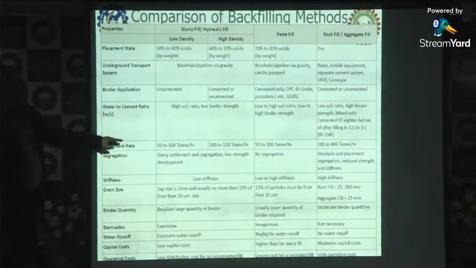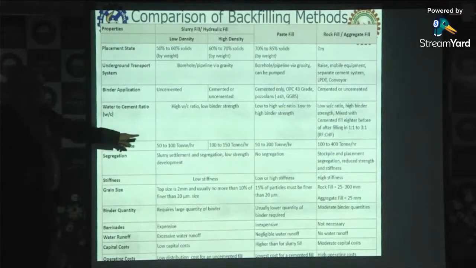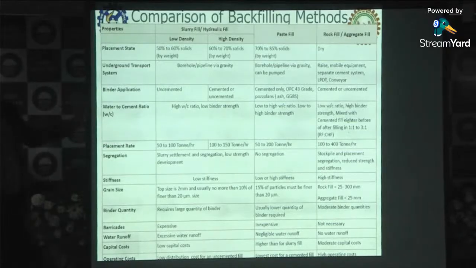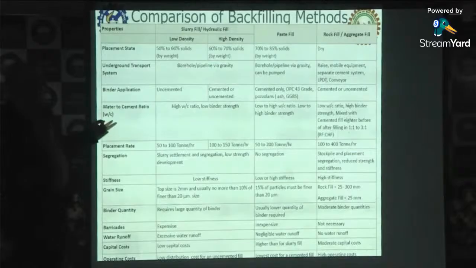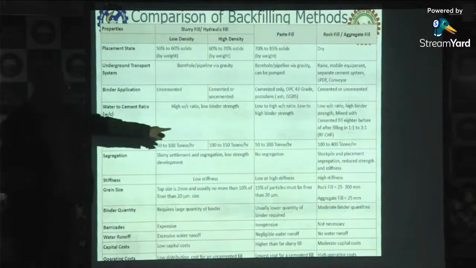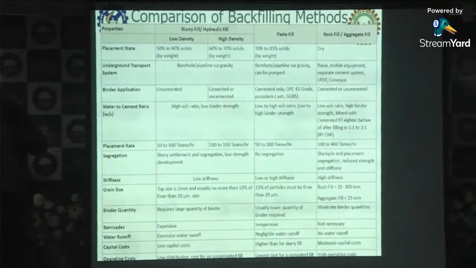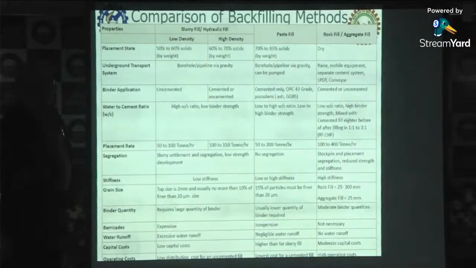The placement rate is lowest for low density fill because the density is less, suppose 50% solid by weight, therefore the filling rate is also less. Similarly, it goes to 100 to 150 for high density fills. Usually it is a general average filling rate. And for paste fill, it might go to 50 to 200 depending upon the requirement. Now it has been increased to more than 200 recently, with improved pumping capacities. And for rock fill, it is 100 to 400.